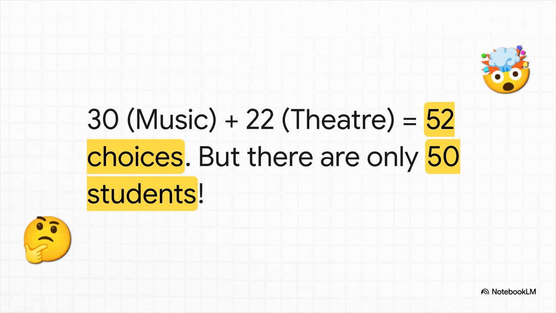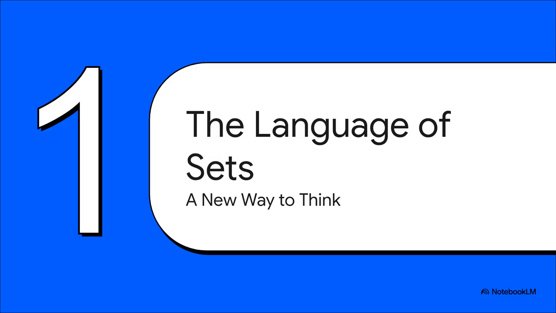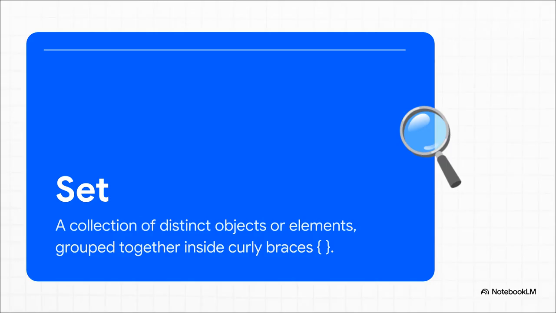To figure this out, we need to learn a new language. And this new language is all about how we organize groups. It's a super powerful idea from math called set theory, and it is the absolute key to making our numbers make sense again. So what is a set? It's actually really simple. A set is just a collection of things. Think of it like a box. The items you put inside that box are called elements, and we list them inside these little curly braces to show that they all belong together in that same group.